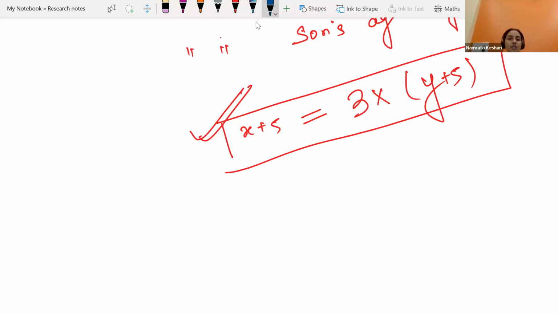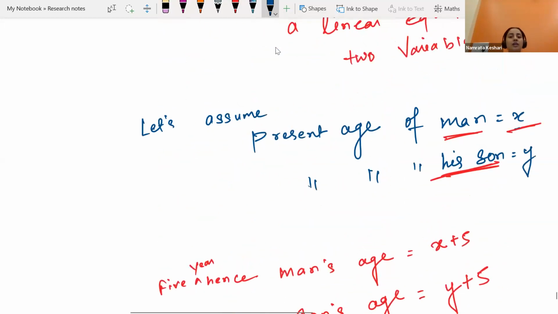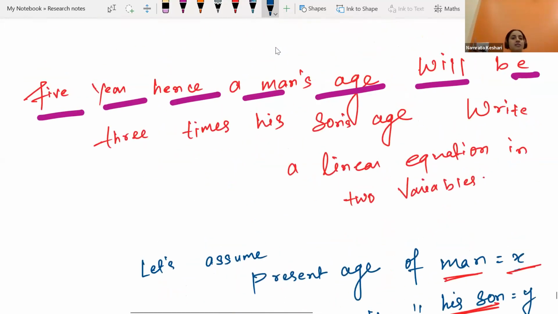ये एक स्टैंडर्ड फॉर्मेट है इस टाइप के क्वेश्चन में assumption लेने के लिए. Why? Because here in this particular question, both the things are 5 years hence. मतलब हम लोग मैन का एज भी 5 साल के बाद, और 5 साल के बाद his son's age, both we are comparing after 5 years.